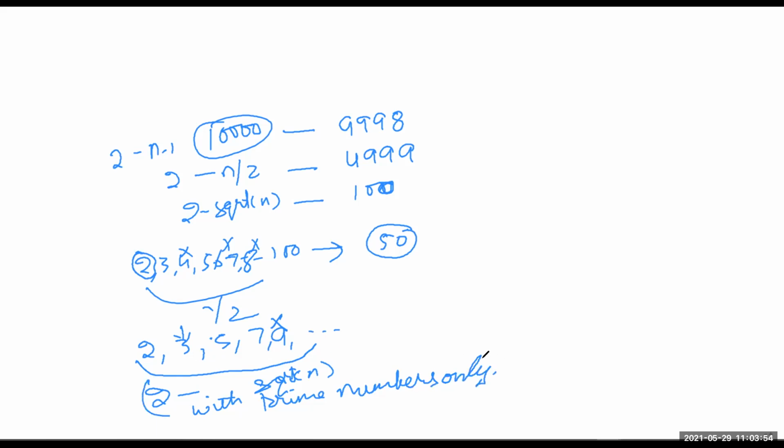Okay? हमें किन नंबर से डिवाइड करना है? 2 to square root of number. In between जो नंबर आएंगे वो those should be prime numbers only. It will reduce significantly. It will further reduce a lot. तो कहाँ से कहाँ आ गए हम? It will be less than 10. Is it clear? Yes, sir.